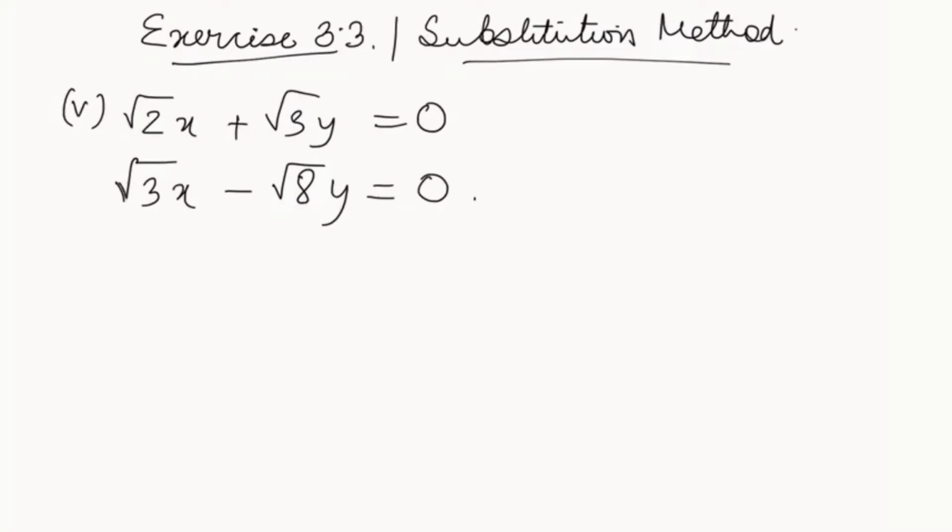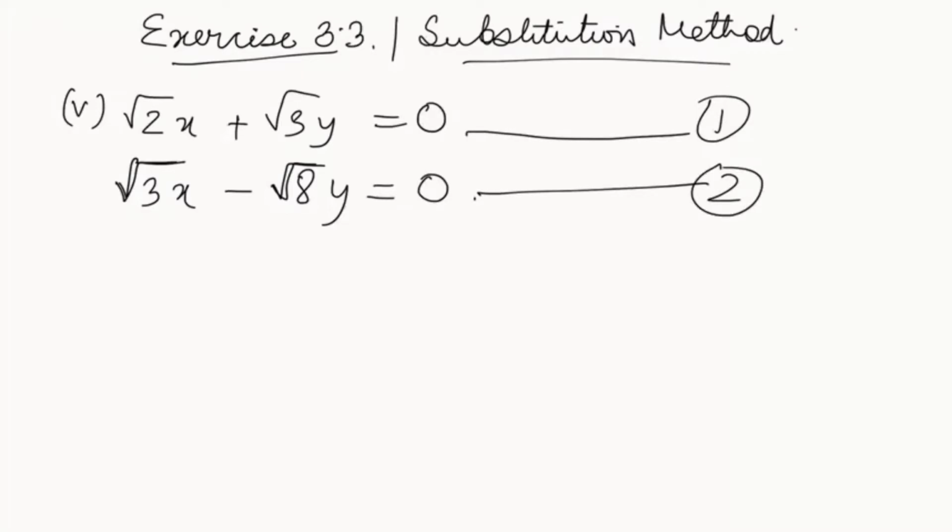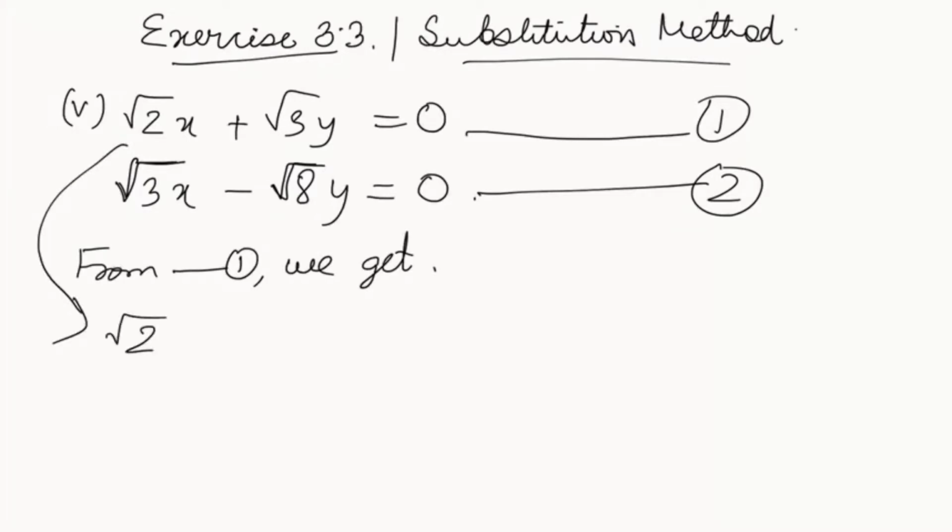Okay friends, so this looks a bit complicated because of the square root over here, but I'm telling you, this is the easiest question in this exercise. We'll get to know why it is. As usual, we name this equation 1, we name this equation 2, and as usual we proceed like this. From equation 1, what do we get?